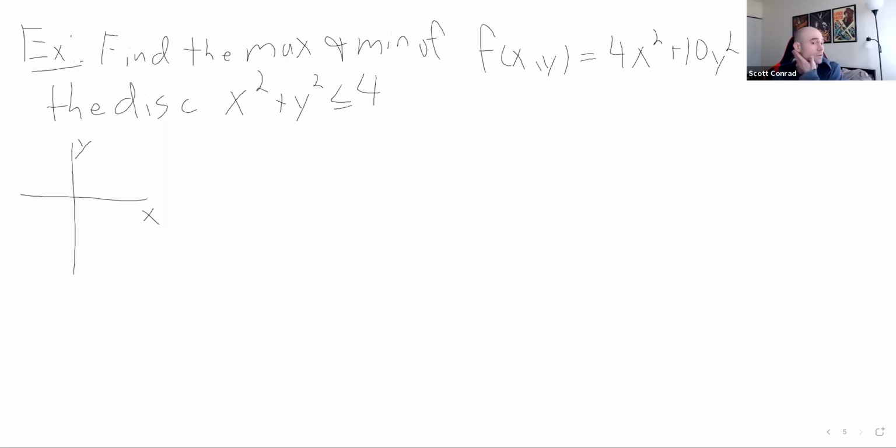Okay, so the disk x squared plus y squared less than or equal to 4. So x squared plus y squared equals 4 is a circle centered at the origin of radius 2 in R2. Less than or equal to 4, the disk is everything inside of that circle, including the boundary circle. So equals 4 is the boundary circle itself. Less than or equal to 4 is everything inside of there.